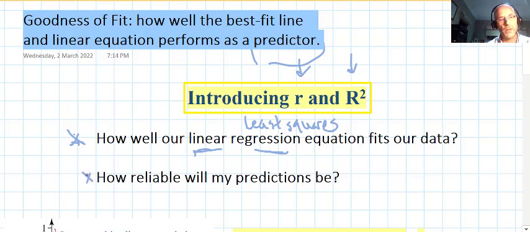We're also looking, very similarly, at how reliable my predictions will be. Predictions are one of the most important purposes we have for trend lines or regression lines. It's often our whole purpose for doing them, so wake up and learn it.